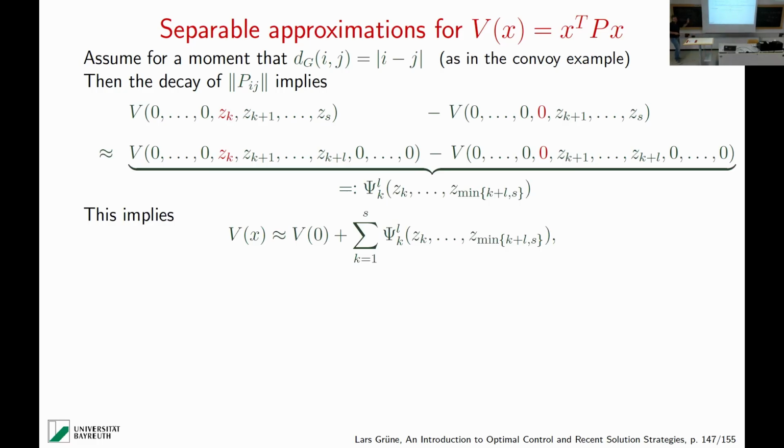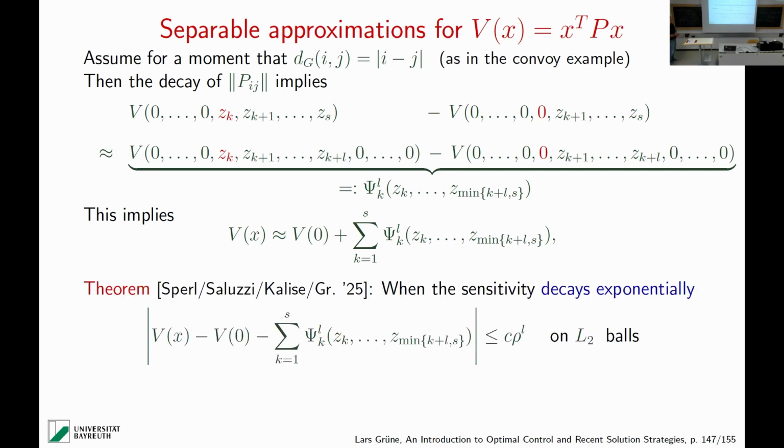It takes a little while to digest, but once you write it down, it's quite easy to see. You just need to really plug in the definition. And the theorem says if we have exponentially decaying sensitivity, then we know the error between the x and this approximation. It's bounded by c times rho, the same rho as before, to the power of L, and L is precisely the number of variables that we plug in here, so how many neighboring states we take into account.